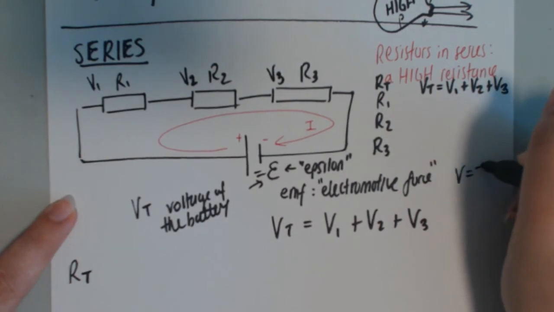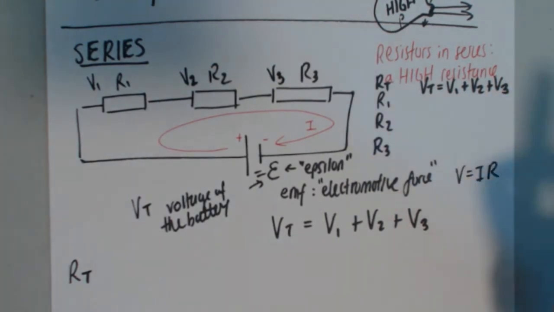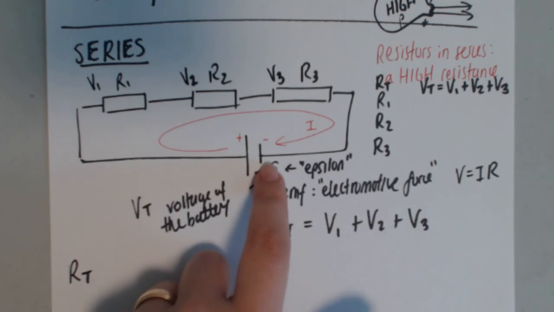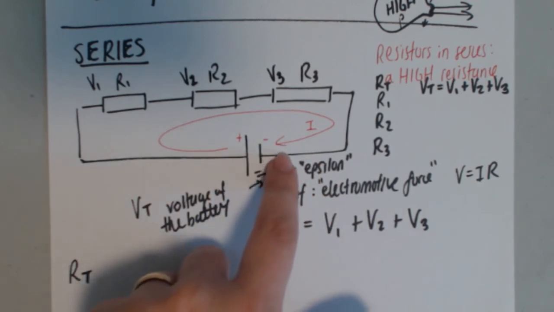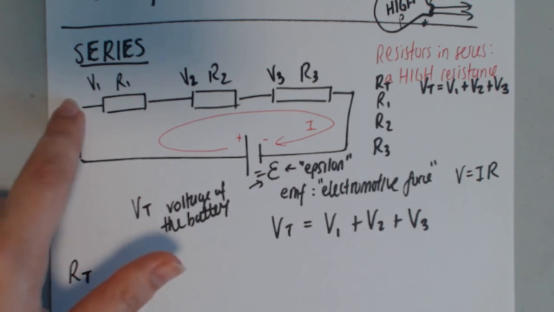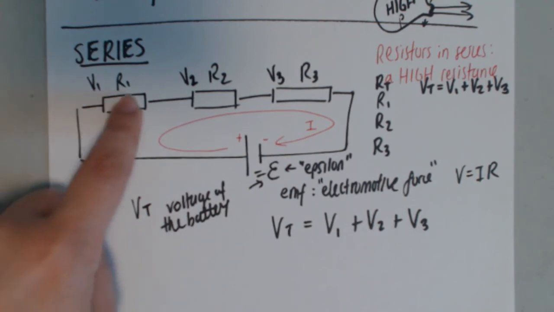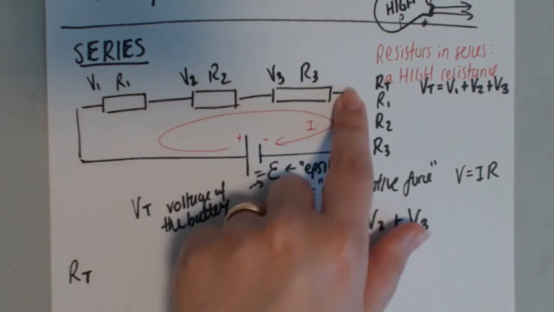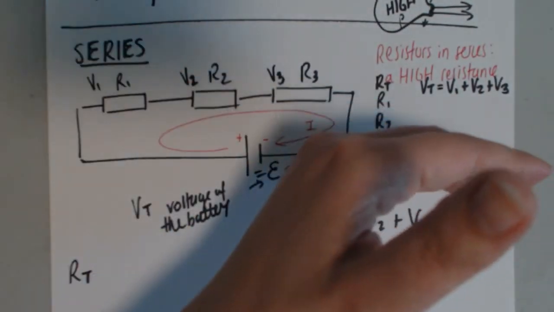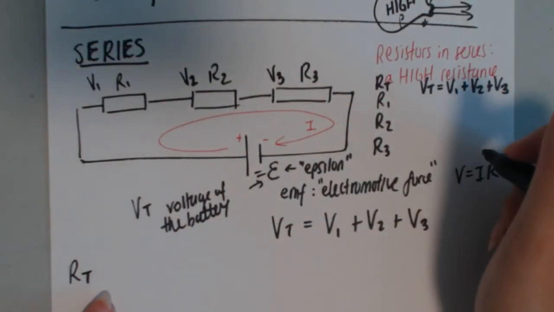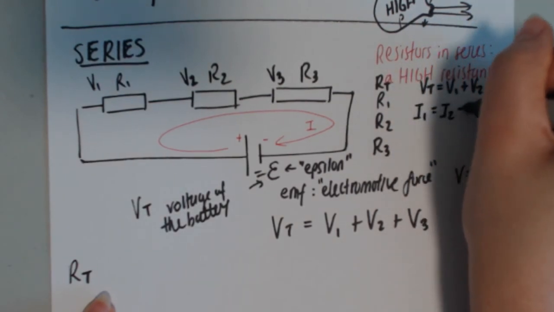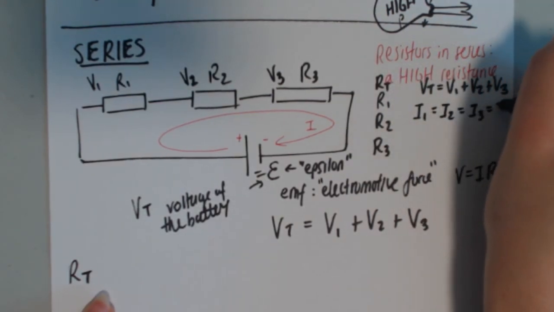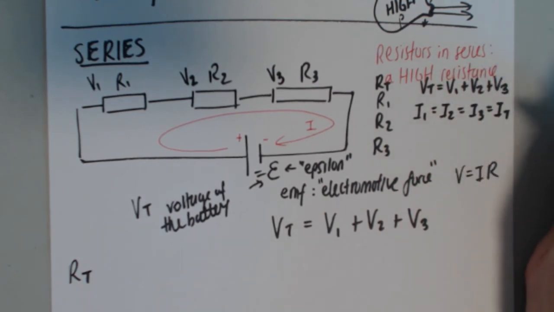Now, using Ohm's law, V is equal to IR. I know that whatever current goes through the battery, however many electrons per unit time go through the battery, it's the same electrons per unit time that go through the first resistor, the second resistor, and the third resistor, because they're all back to back. Okay? So the currents are all the same. That's really important. So I1 equals I2 equals I3 equals I total, because there's only one path for the electrons to go, so it's got to be the same.